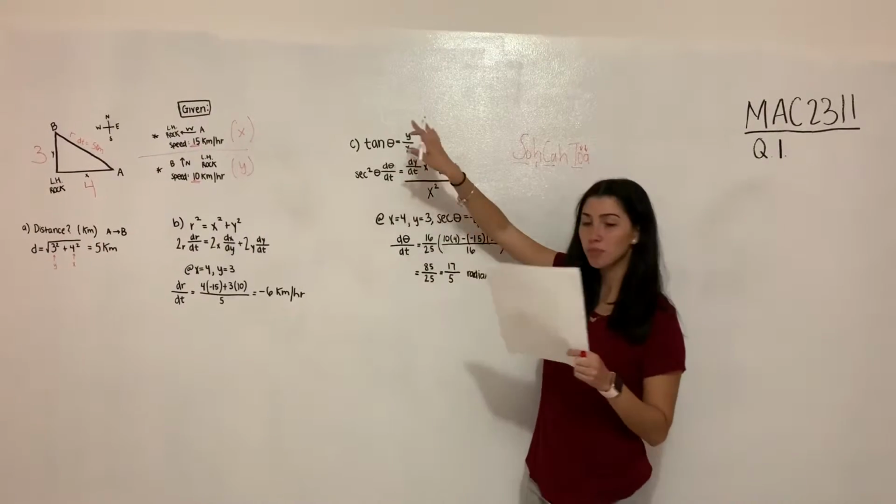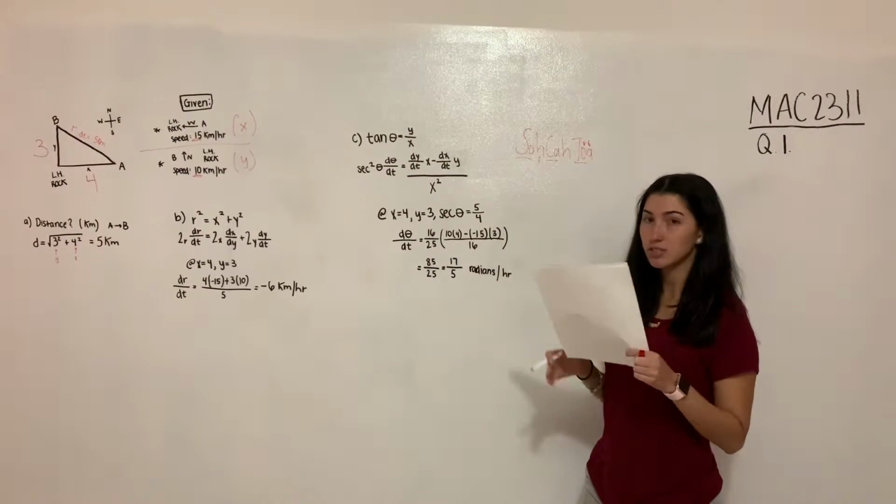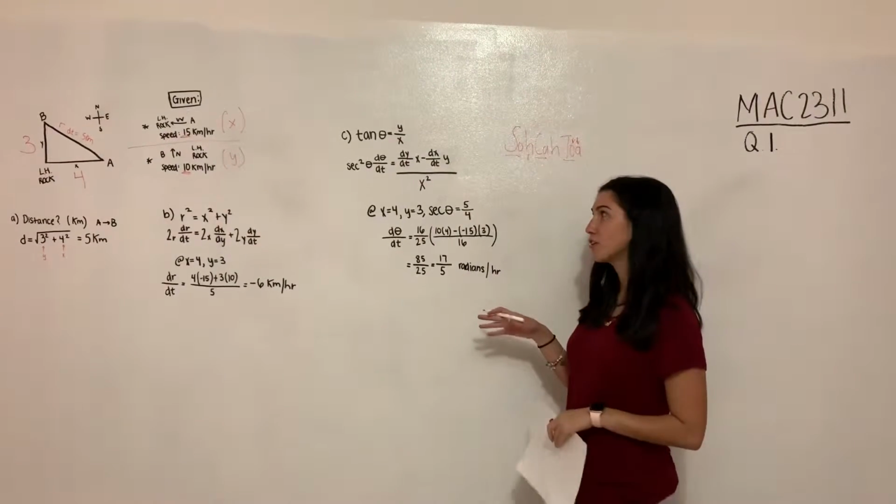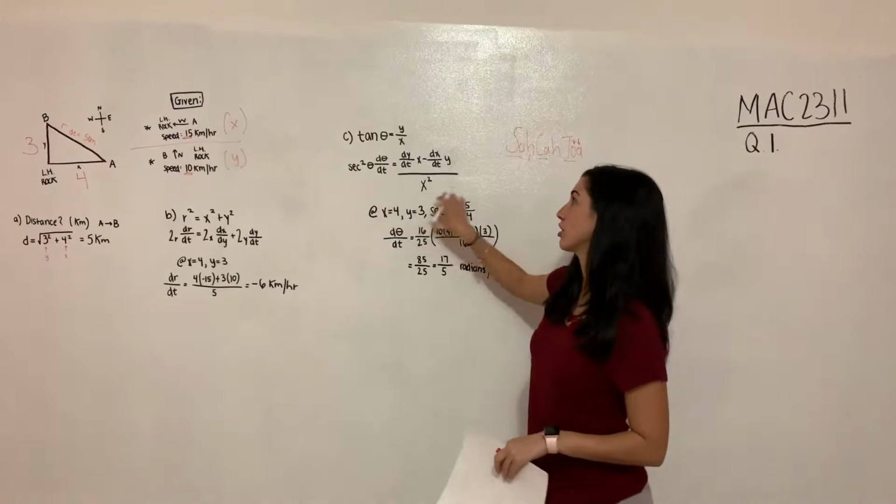And then after you put them in terms of x and y, you're going to differentiate in terms of t. Okay, so to find the derivative, you're going to have to use the quotient rule. This is how you're going to set it up.